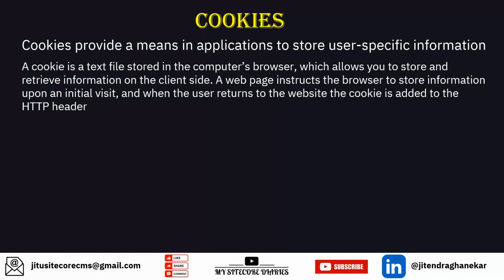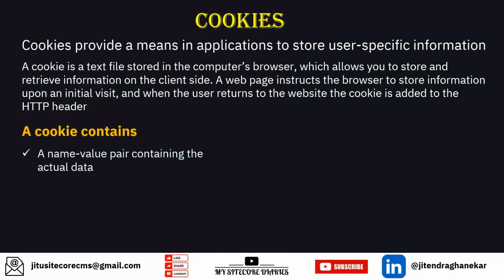So basically, a cookie is a text file which is stored in the computer browser. The data is stored in the text file. On the first visit, the browser will be instructed to create a cookie, so you might write code to generate a cookie, and when the user returns to the website, this cookie gets added into the HTTP header. That is how data gets transferred.